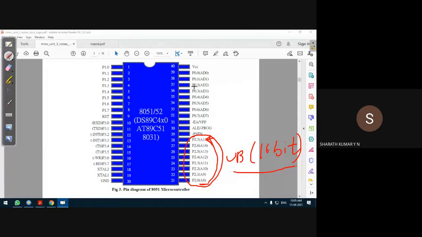What about port 0? It carries the lower 8 bits, or lower byte, of the 16-bit address, that is A0 to A7. But along with that A0 to A7, there is a D also. What does this D correspond to?